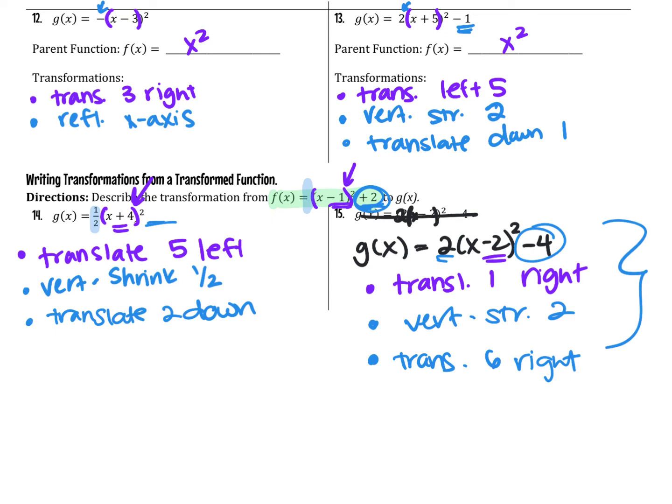Horizontal is our inside changes, and they are the inverse of what we think they should be. Vertical are our outside changes, and they are what we think they should be. So being able to talk about the translations, left, right, up, down, the stretches or shrinks vertically, what's happening when we reflect across the x or the y axis, being able to list those out in the correct order.